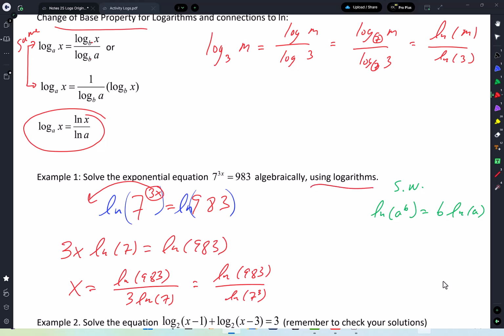It says using logarithms to solve algebraically. How else could we write it? I could write it like this. This one in blue. I'm going to write 1/3 log base 7 of 983. See? What's up?